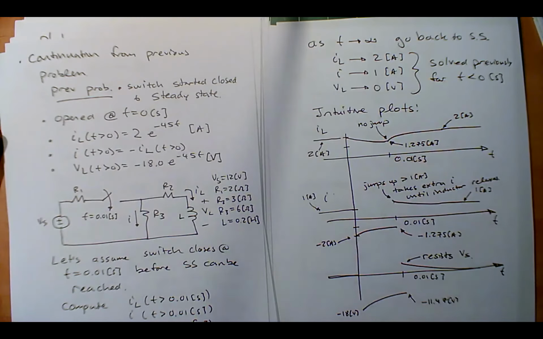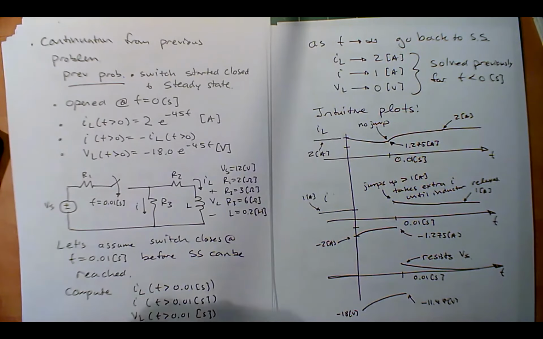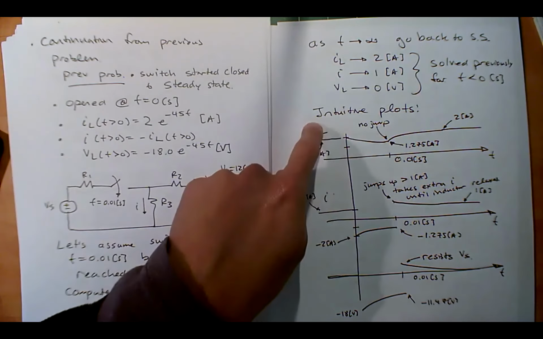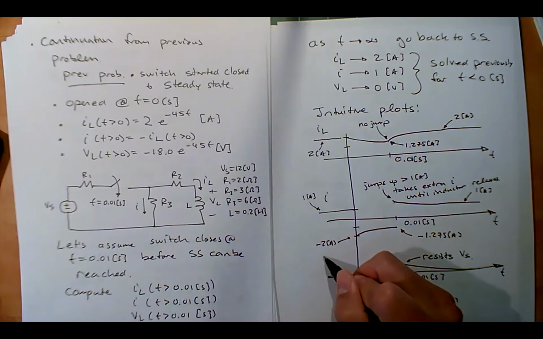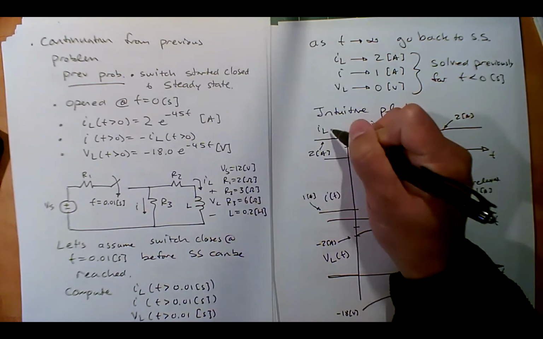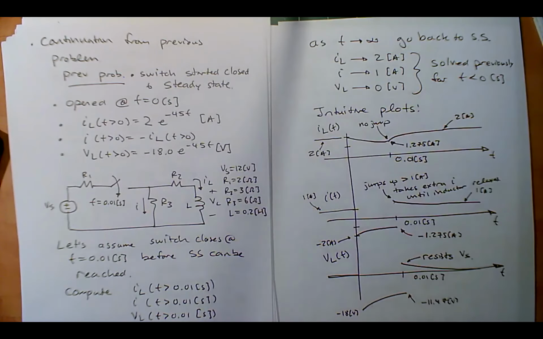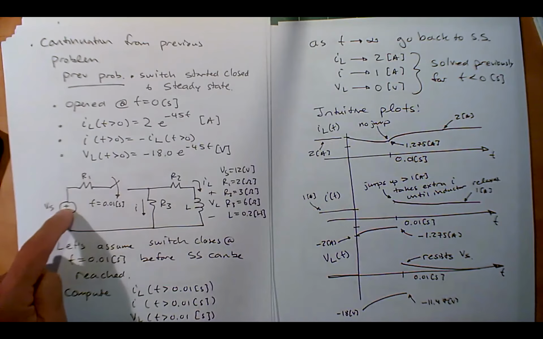Now we're going to go through this hairy analysis to find the first order differential equation and solve for IL, I, and VL. By the way, this is VL of T, I of T, and IL of T. This time when we solve it, it's not going to be as clean because now we have the voltage source in the R1.